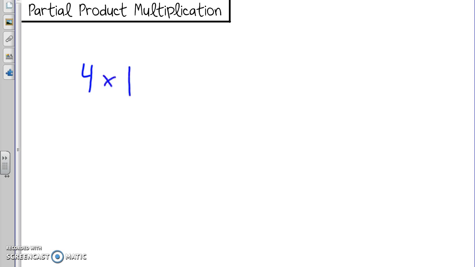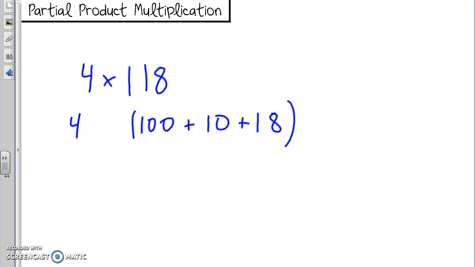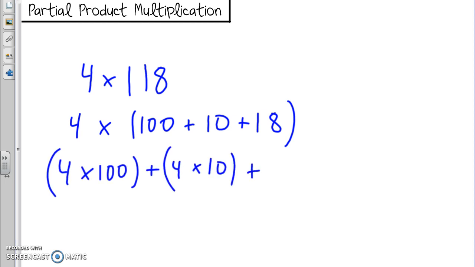4 times 118. If you were going to use the distributive property to break that up, you know that 118 is 100 plus 10 plus 18. So really you're doing 4 times that. And the full explanation of the distributive property would be 4 times 100 plus 4 times 10 plus 4 times 18. That's not right.